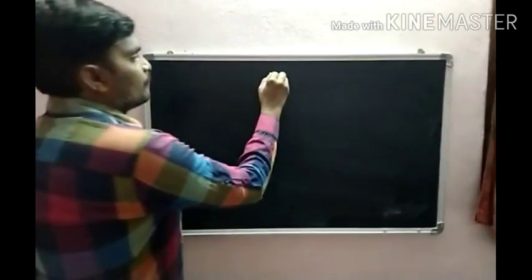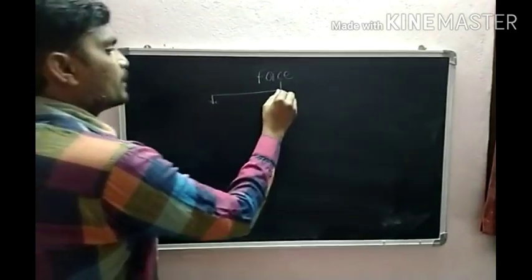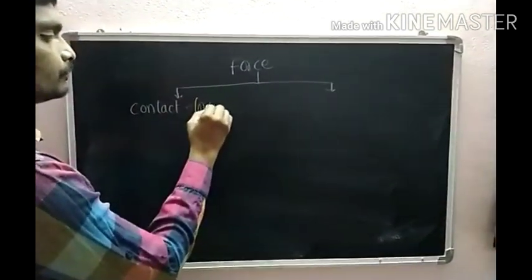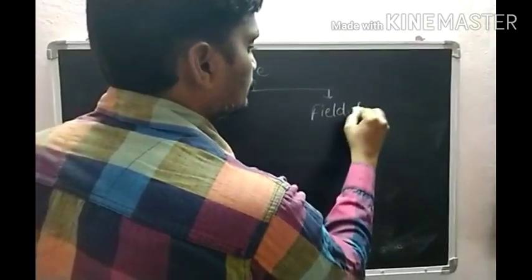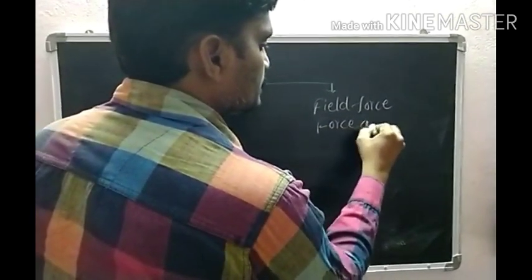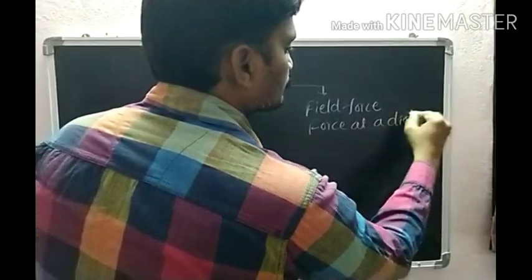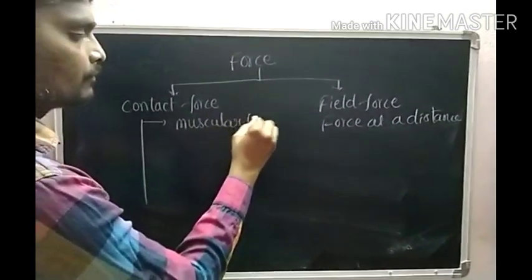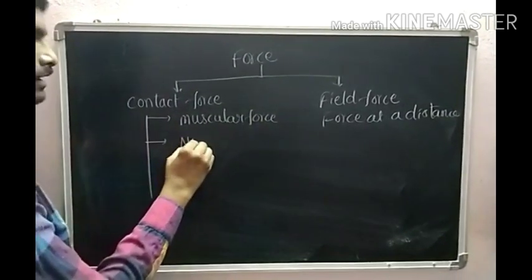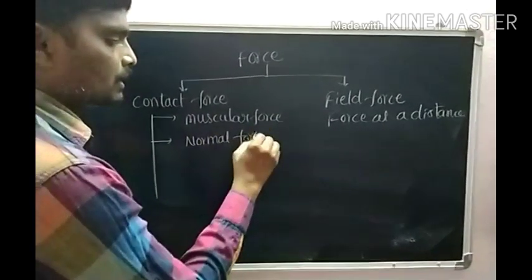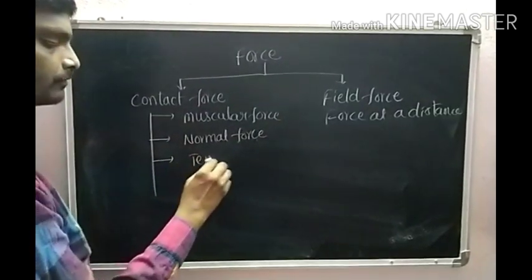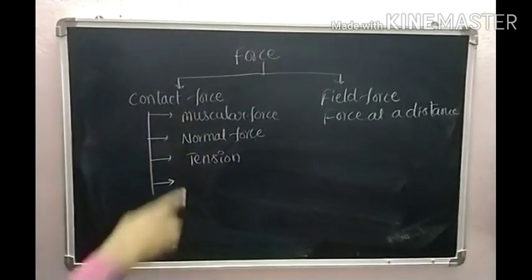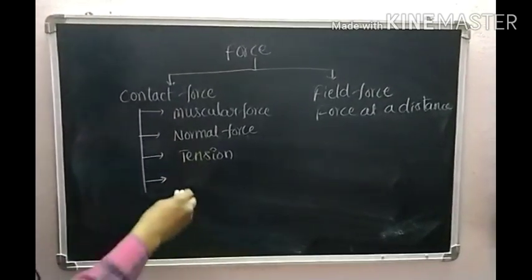This is the mind map of this lesson. First we are going to learn contact force and field force. Field force is nothing but force at a distance. Under contact force, we are going to learn the first one, muscular force, the second one, normal force, the third one, tensional force, and the fourth one, frictional force.